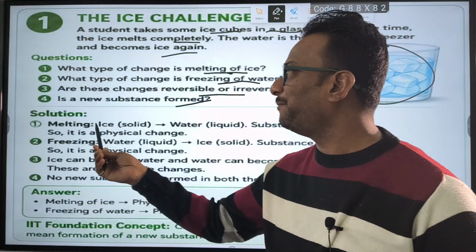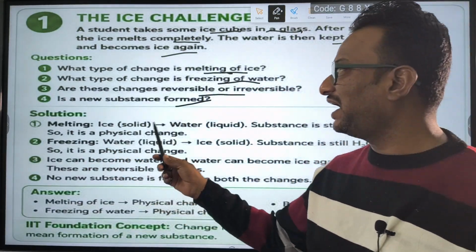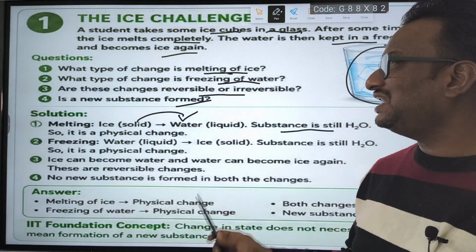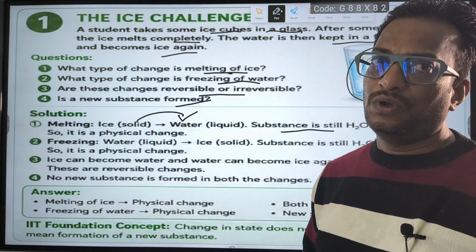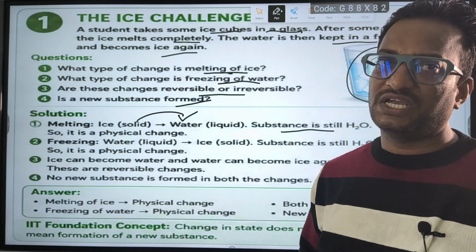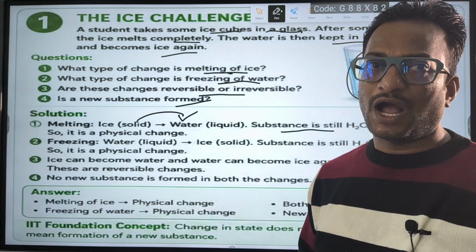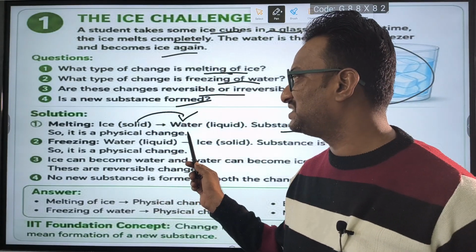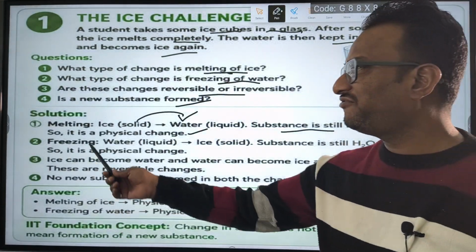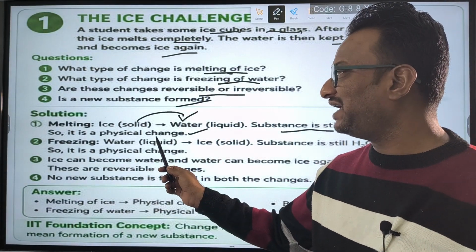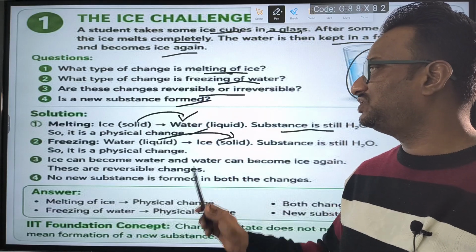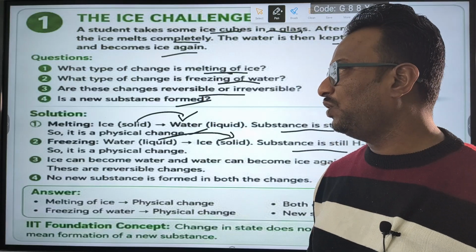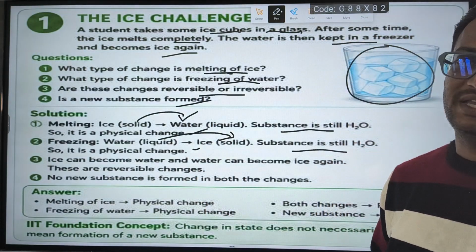So first thing is melting. What is melting? Ice gets converted into water. The substance is still H2O. Though it has converted from solid to liquid, the component present inside is H2O only. So it is a physical change. Regarding freezing, this liquid once again converts into ice, the solid state. Here the substance is still H2O, so it is also a physical change.